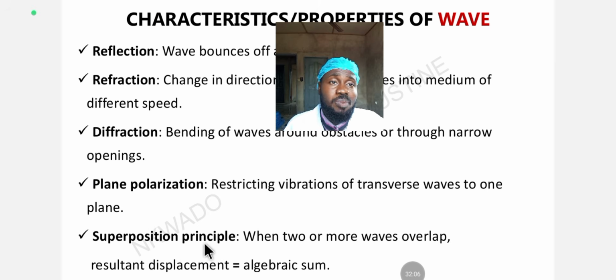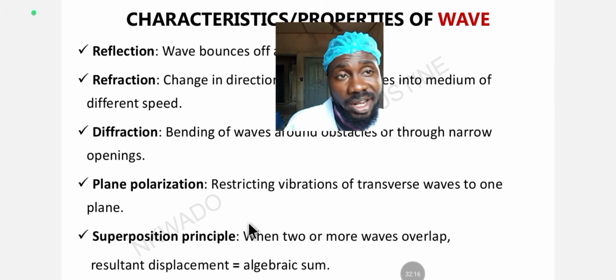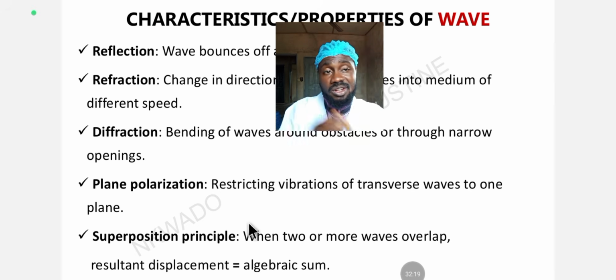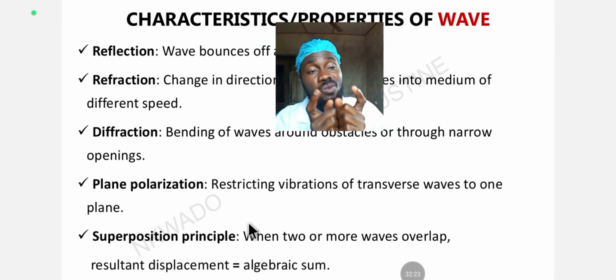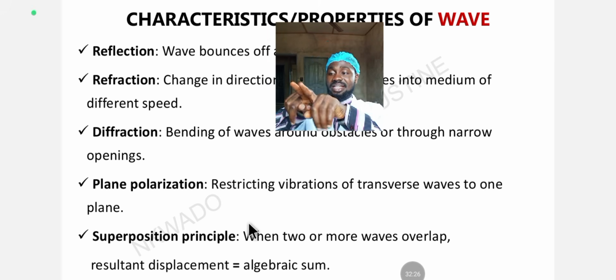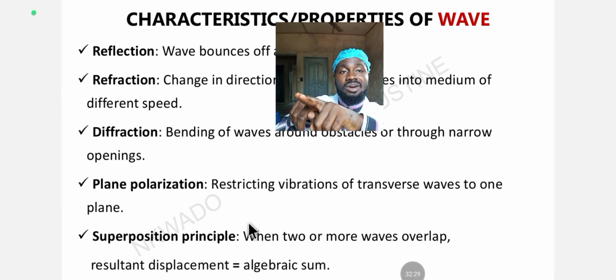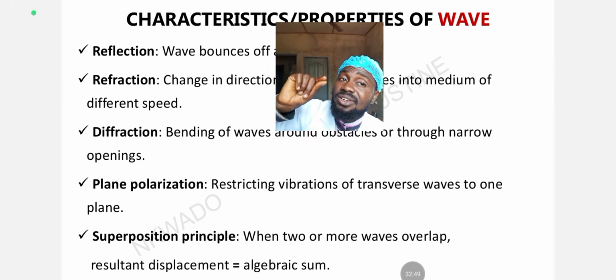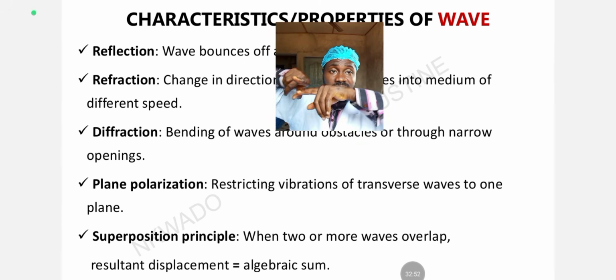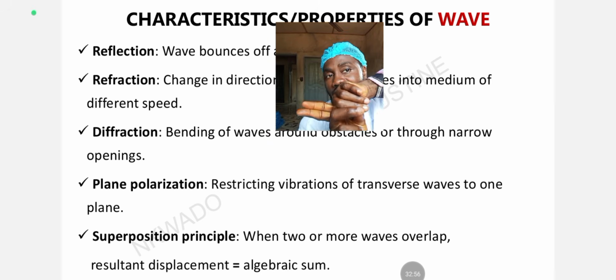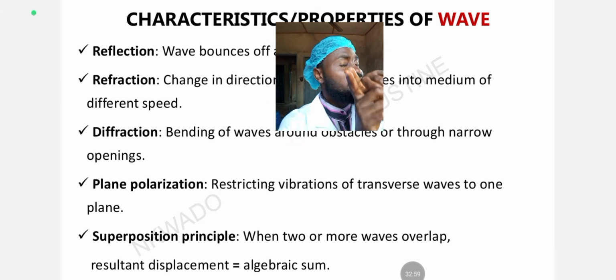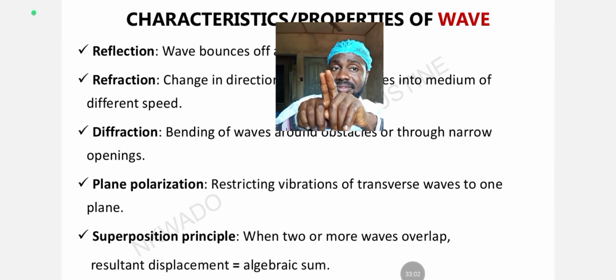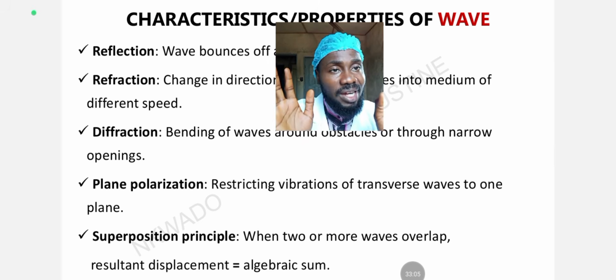This principle of superimposition also works with another characteristic of waves that is not listed here, called interference. Interference is a characteristic of waves whereby two waves meet or overlap. They meet during propagation, maybe like this, and they overlap. And when they overlap, they can either draw closer or move apart from each other.